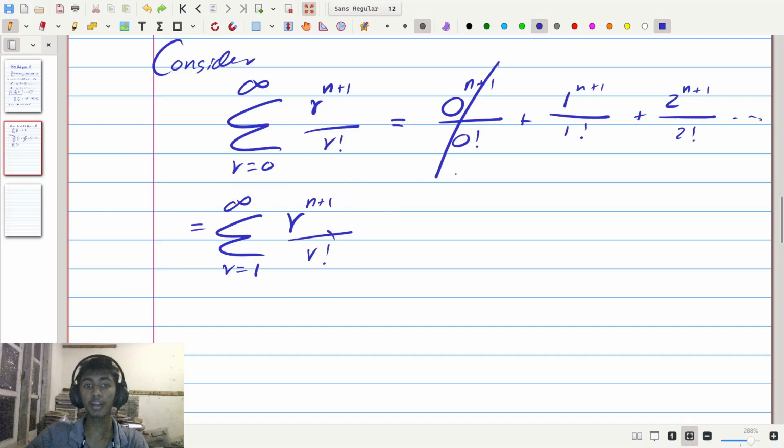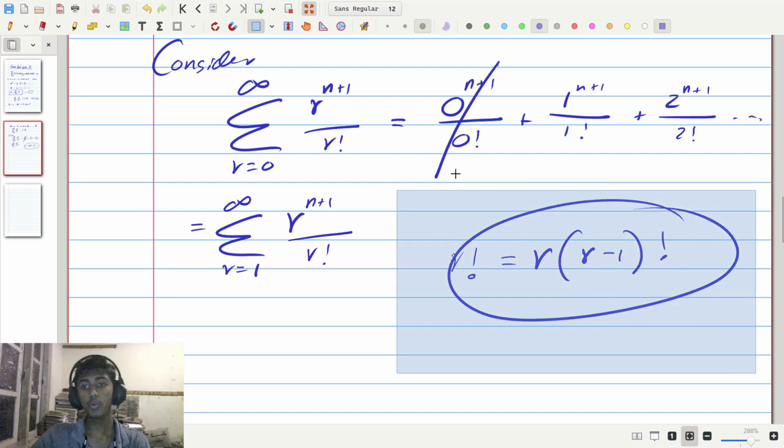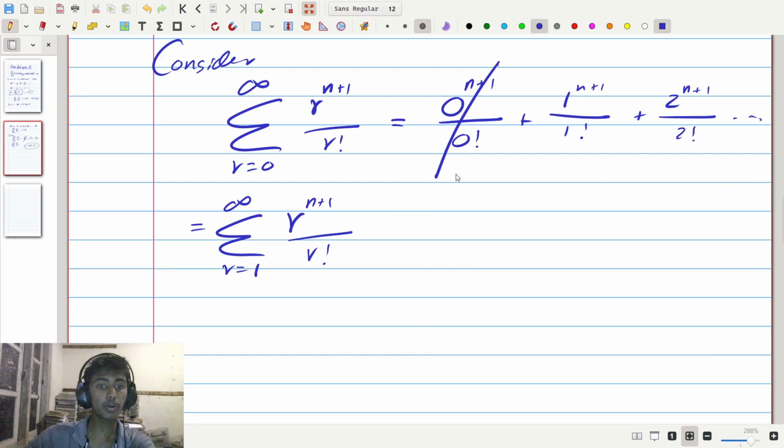Now that we have this, what we're going to do next is to consider r to the power of n plus 1 and r factorial, and realize that r factorial actually has an r inside of it. The reason for that is that the factorial function has the property that any factorial is equal to that number multiplied by the previous factorial. So in this case, r minus 1 factorial. Using this identity, this r factorial on the denominator could be written as r times r minus 1 factorial.